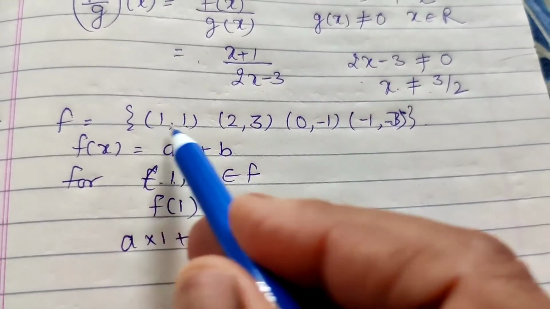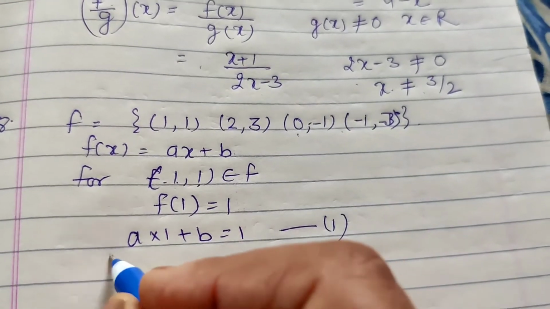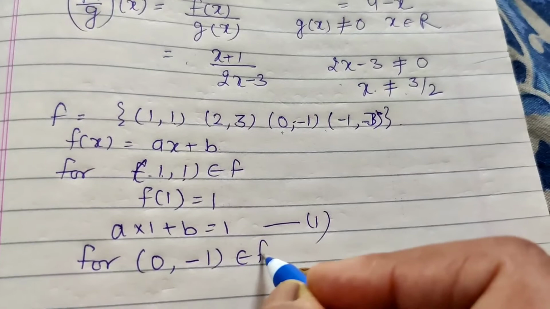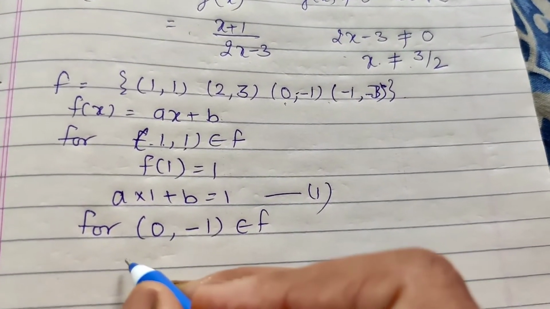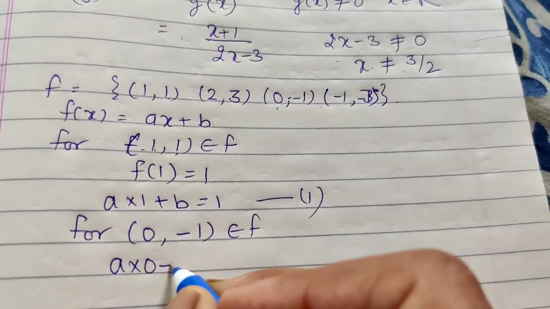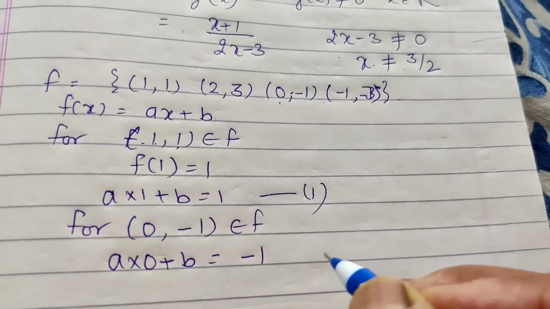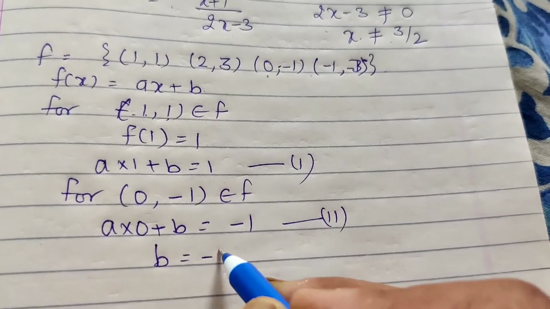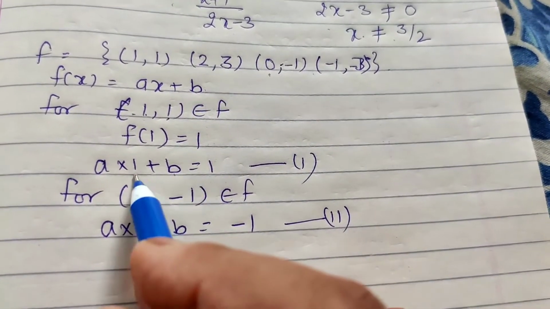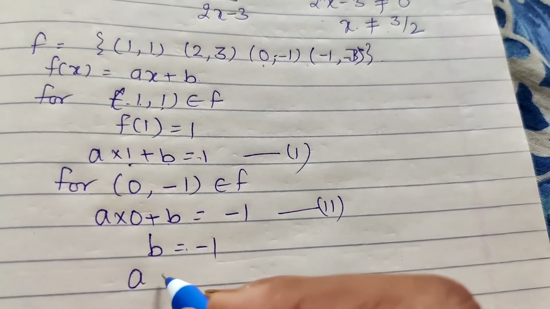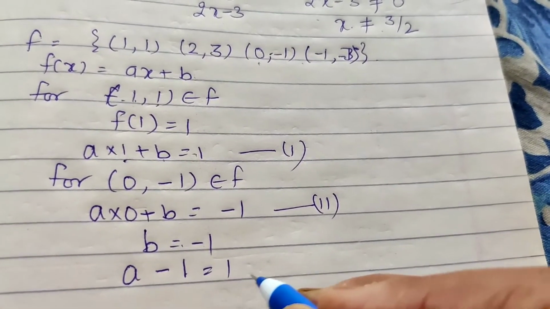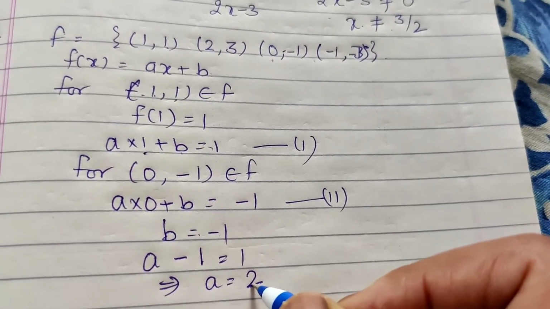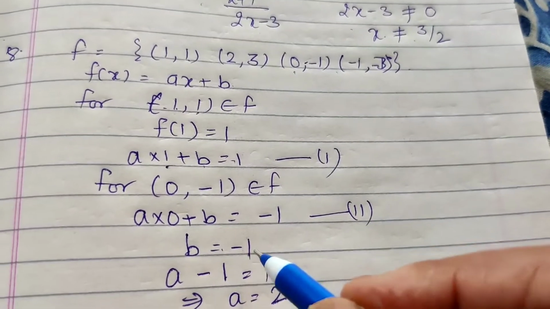Now take another point from this set, (0, -1), which belongs to the function. Put x = 0: a into 0 plus b equals -1. This is the second equation. We get b = -1. Putting the value of b in equation 1, a - 1 = 1, so a = 2. The values are a = 2 and b = -1.